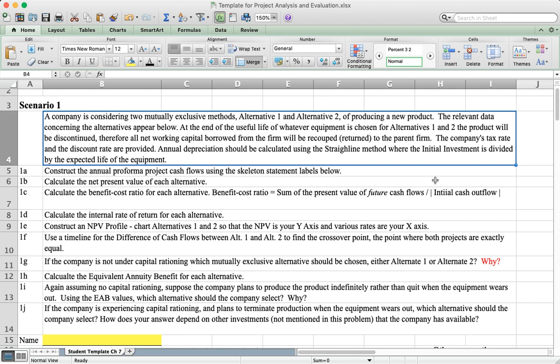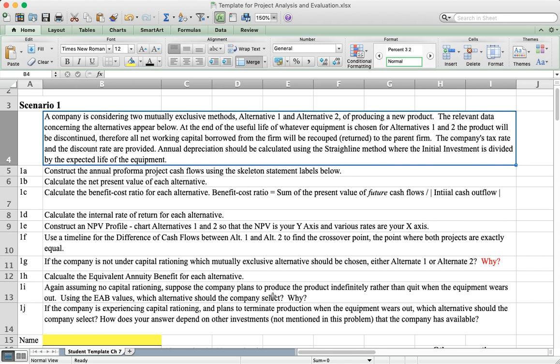So the first scenario here says that we have a company and they are considering two mutually exclusive methods, so alternative one and two, of producing a new product. All of the relevant information is down below, and you're going to use it to come up with the cash flows that you would expect by putting into place this new production method.